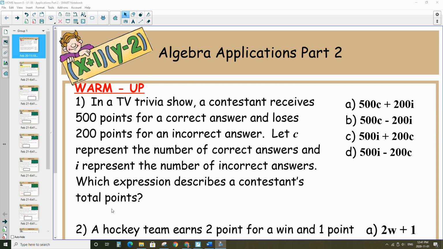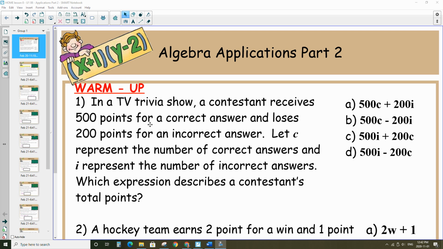We've got the first question in a TV trivia show. A contestant receives 500 points for a correct answer and then loses 200 points for an incorrect answer. We're going to let C represent the number of correct answers, and then we're going to let I represent the number of incorrect answers. Which of these four expressions do you think represents the contestant's total points?